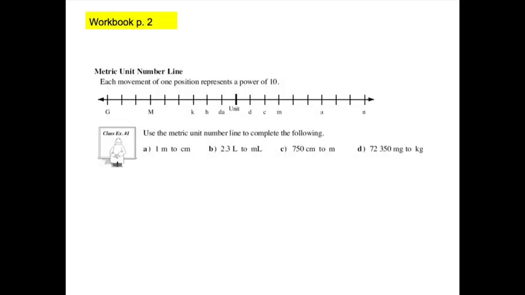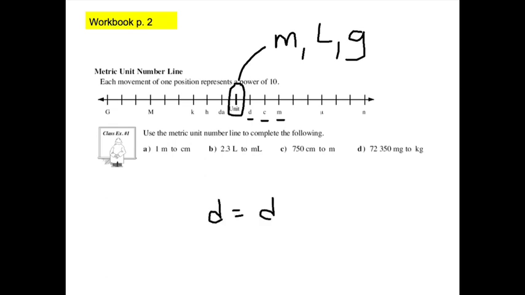We're going to be working with the metric unit number line for this example. When we talk about units here in the middle, we're talking about meters, liters, or grams. Each of these little letters represents a prefix. So for example, D is equal to deci. And if we're talking about meters, then we're talking about decimeters.